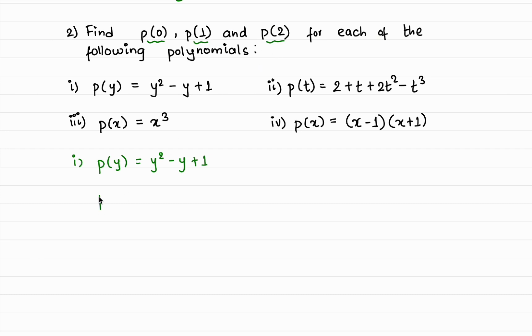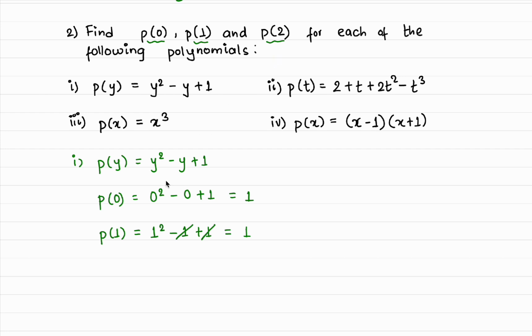And that's pretty simple. So for p(0), we put the value 0 in this y. Okay, so p(y) is y square minus y plus 1. So p(0) is going to be 0 square minus 0 plus 1, which is equal to 0 minus 0 is 0, 0 plus 1 is 1. And similarly for p(1), again we can do the same thing. So we have y is 1 in p(1), so y square is going to be 1 square minus y, which is again 1, plus 1. This is going to be minus 1 plus 1 gets cancelled and 1 square is 1.